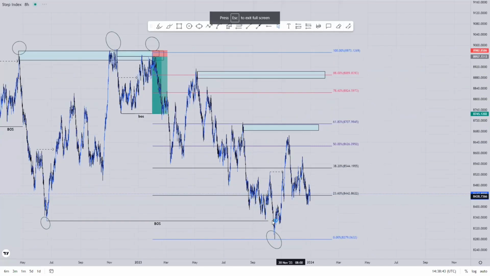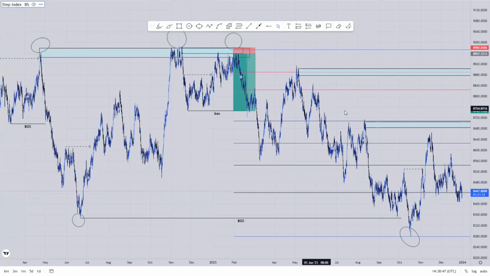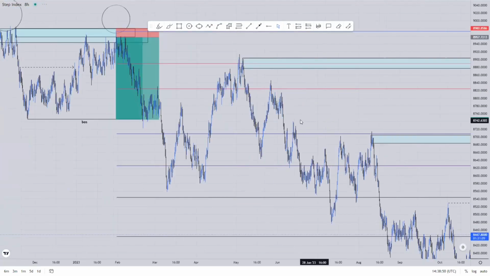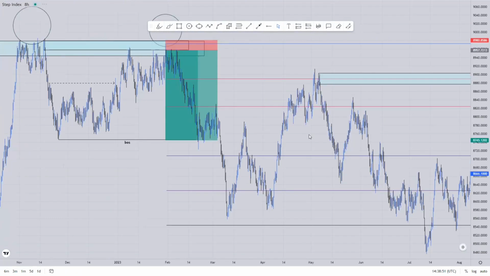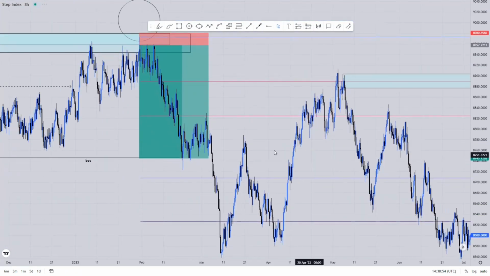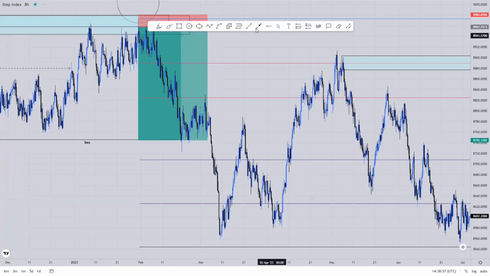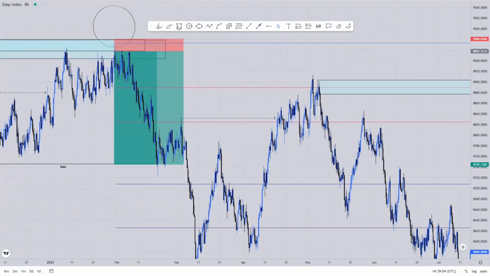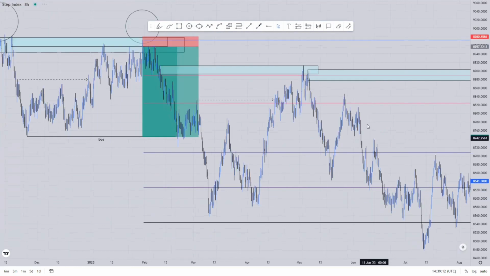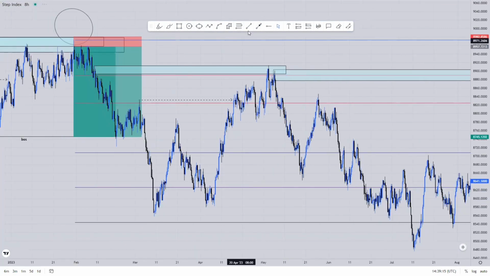So currently right now, that was the first major entry there. As I said, you're looking at internal structure. What is happening internal is also what is happening external. The same thing that was happening external, whereby after they broke structure, they collected inducement like this. After collecting inducement, they tap a major institutional level. Once they tap a major institutional level, all you do is go to a lower time frame, 4 hour, 1 hour, 30 minutes, 15 minutes. Once you get your confirmation, then you jump into that trade.